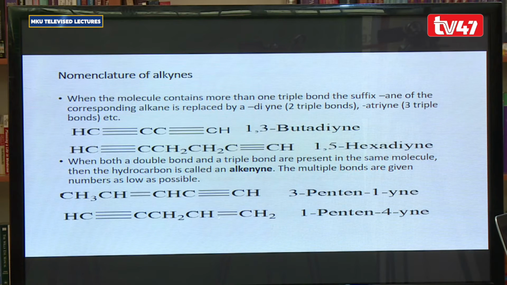For example, a molecule with two double bonds and 4 carbons can only have them in positions 1 and 3. That is 1,3-butadiene, meaning that you have two double bonds. You also have an example of 1,5-hexadiene, and so on.